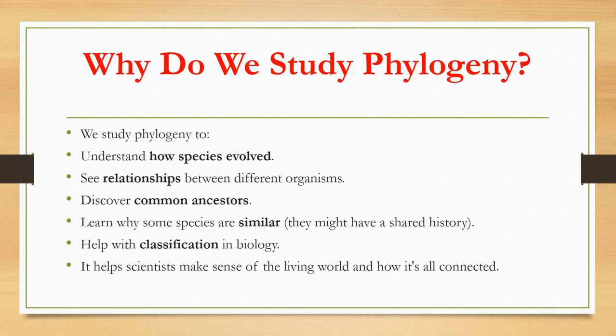Why do we study phylogeny? To understand how species evolved, to see relationships between different organisms, to discover common ancestors, to learn why some species are similar, they may have a shared history, and to help with classification in biology. It helps scientists to make sense of the living world and how it's all connected.